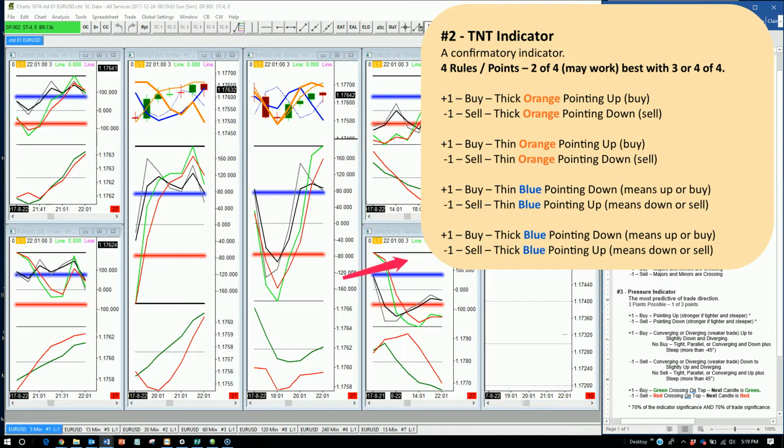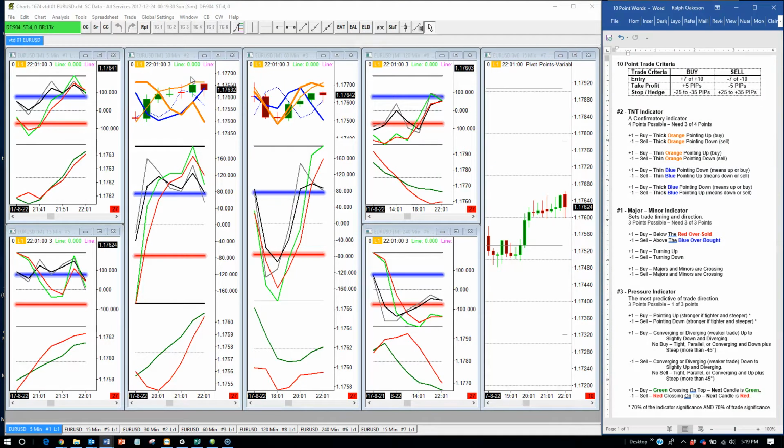All right, now we would like to have the thick blue pointing up, which means the market is moving down, or it's a sell. And that's exactly what we see. The thick blue is up. Now we only have 2 out of the 4 possible points. This trade is not ready. So let's go ahead and do this. Let's move forward 1 more 30-minute candle.